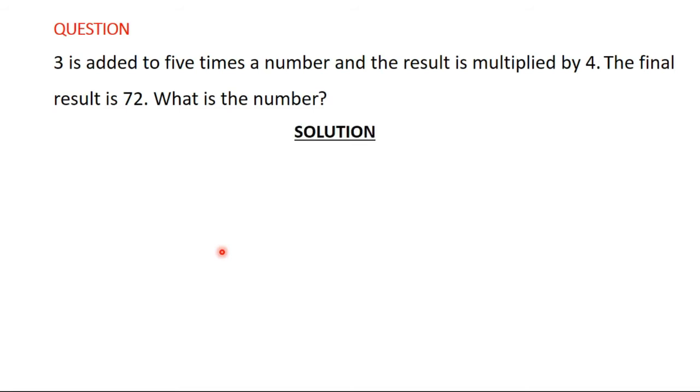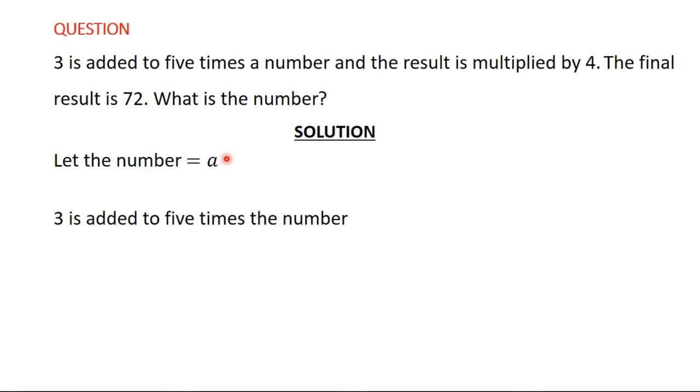So we bring our solution. 3 is added to 5 times a number. The question is telling us to find a certain number. We don't know the number. So I'm going to let the number be equal to A. So now we know that the number is A, so we can proceed from here. 3 is added to 5 times the number. What this means is that 3 is added to plus 5 times the number, which we now know to be A. So this is going to give us 3 plus 5 times A, which is 5A.